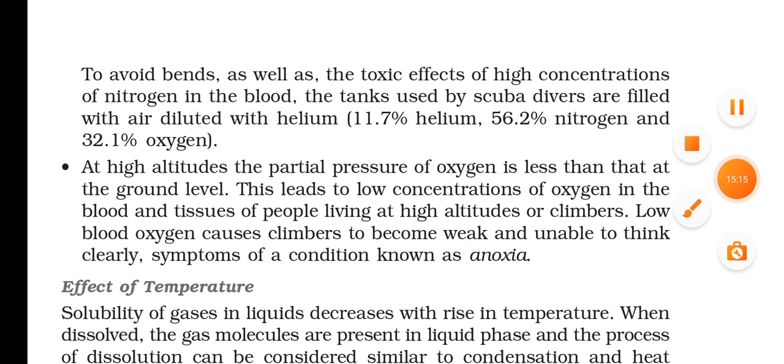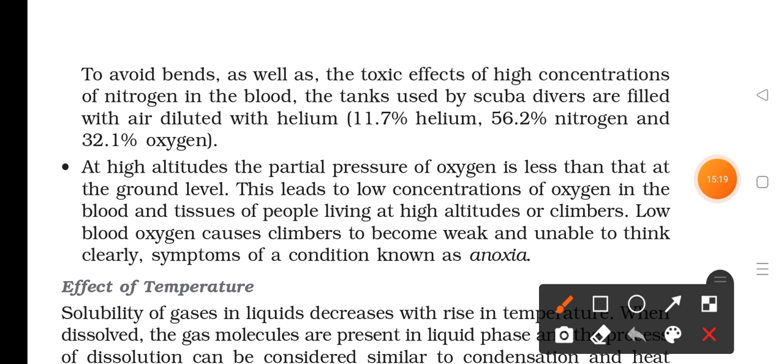because at that high altitude there is a very small amount of oxygen. So climbers and those people who are living at high altitude don't have that much oxygen, so they become weak and their thinking capacity also decreases. That's why it's not good for their health, and this symptom is known as anoxia.